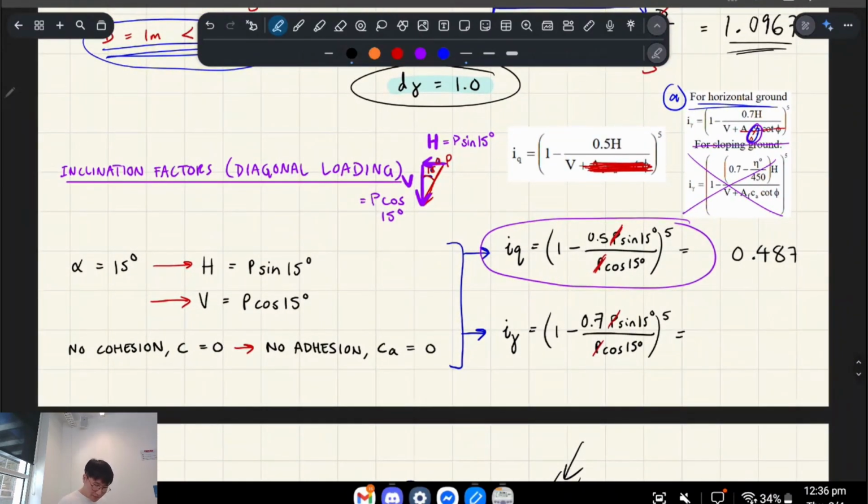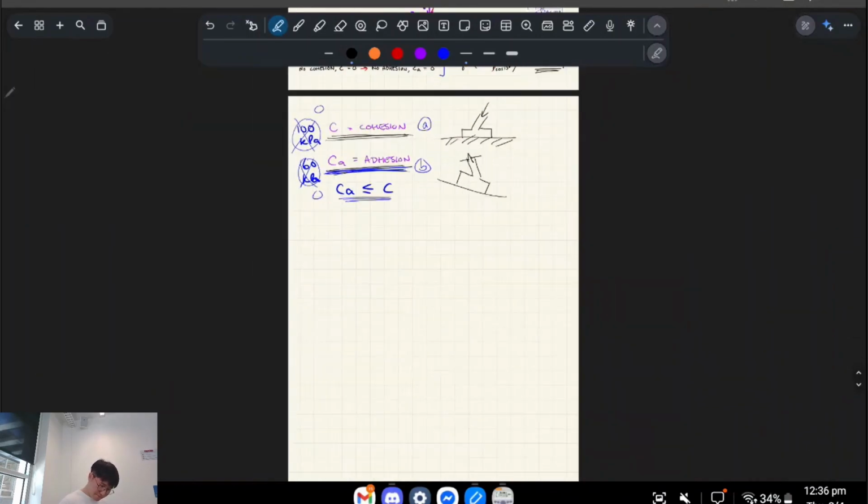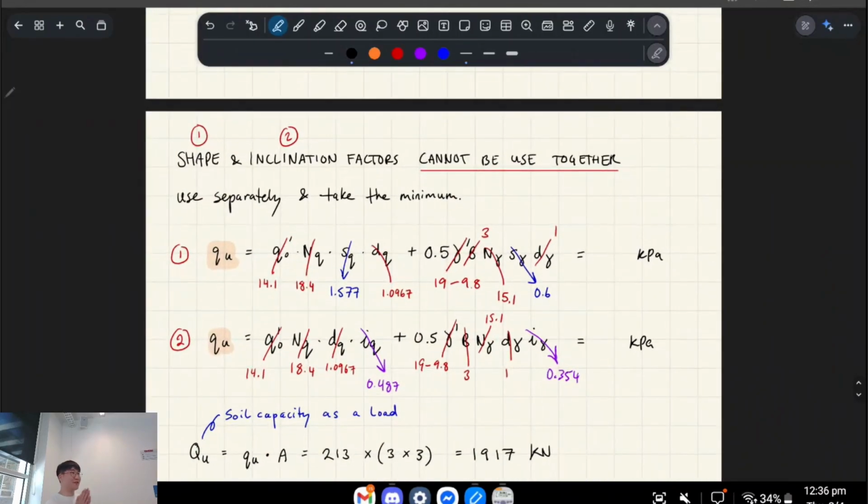All right, now we have an I gamma value, and the formula is very similar. We're just going to punch it in, and so we get these two values. This is very important. If you have an inclined load, that's the I factor. And if you have something other than a strip footing, you have an S value that's not 1. These two factors cannot be used together, for whatever reason. This is a very particular case. So you have to check for both and find the minimum. That's what I'm trying to say here.